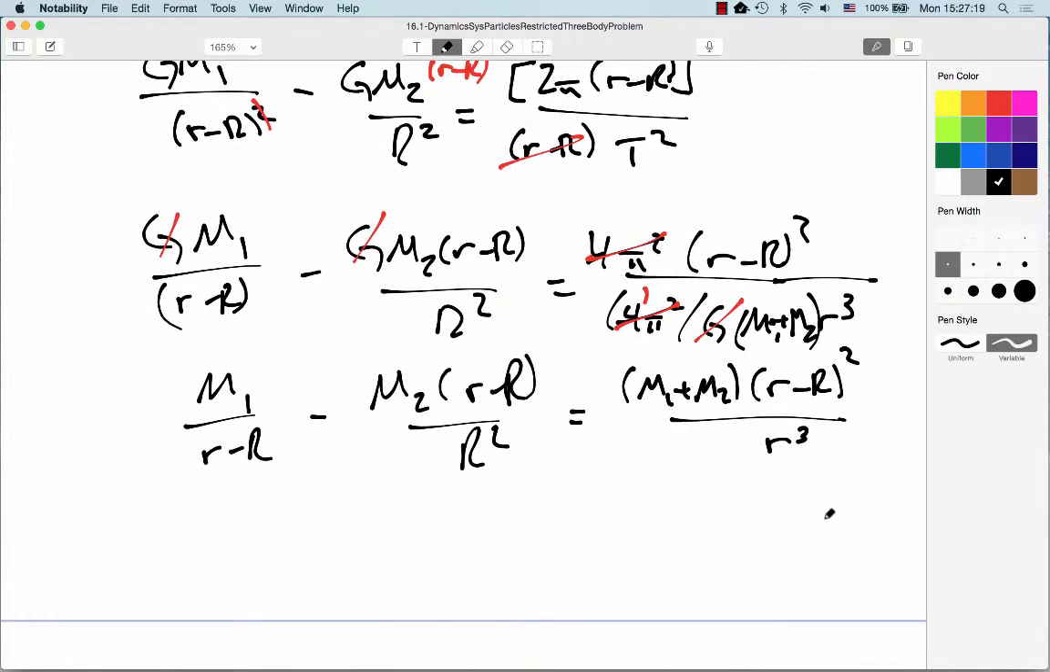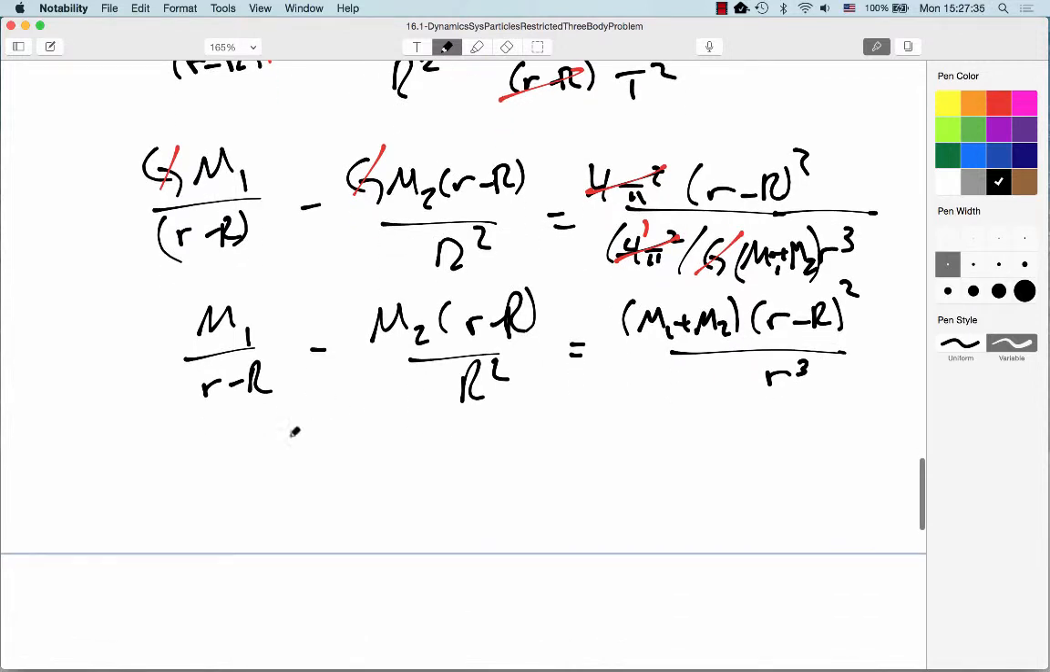Now, we need to solve this for big R. And unfortunately, this is a quintic in R. And it's been proven that there is no general analytic solution for a quintic. But you can always solve it numerically. And for Jupiter, when you do solve it numerically, you get that big R is approximately 0.067 little r. So 6.7% of the Earth-Sun distance.